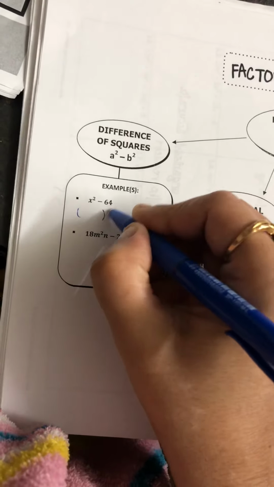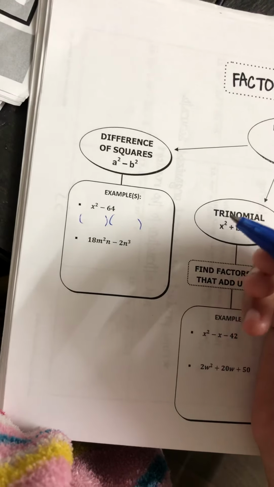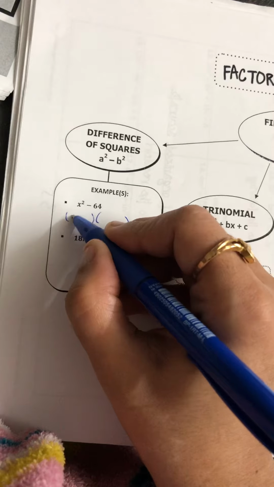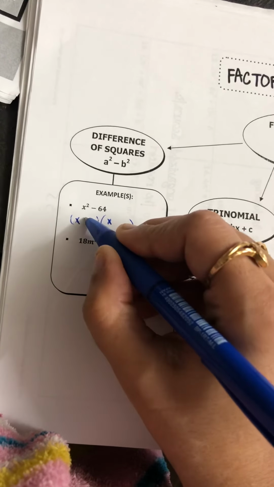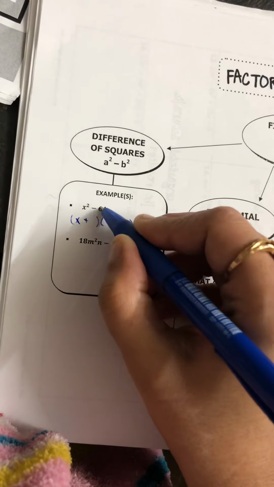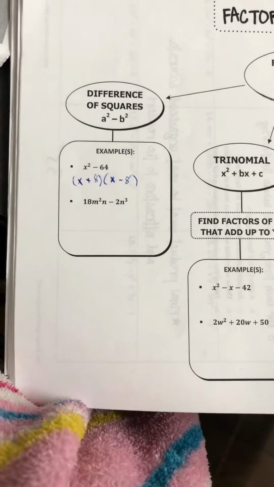We make two parentheses, we have a minus sign in between. This is only possible when we have a minus sign. This is x squared, so x and x, one positive, one negative, 8 and 8. These are the two factors.